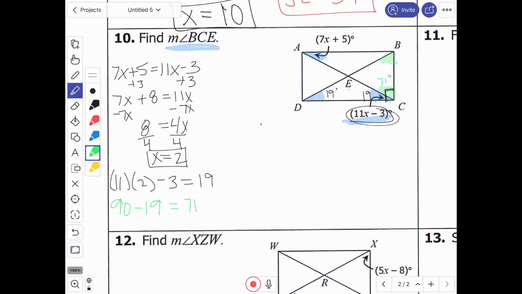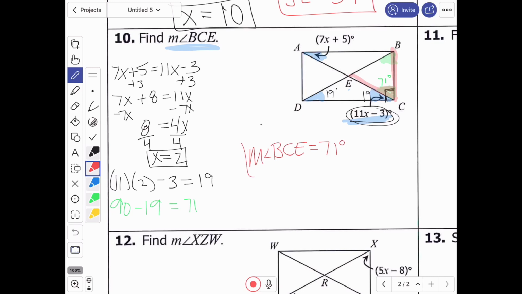I'm trying to find BCE. Oh, I've already found it. See, that's what happens when you try to do too much. You forget what you're finding. So angle BCE is just that green angle that I just found, and now I made it red. So measure of angle BCE equals 71 degrees. There you go.